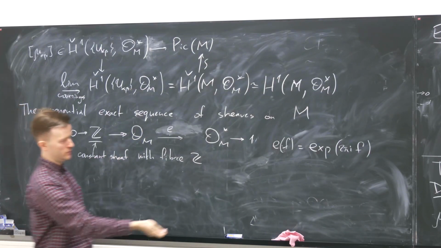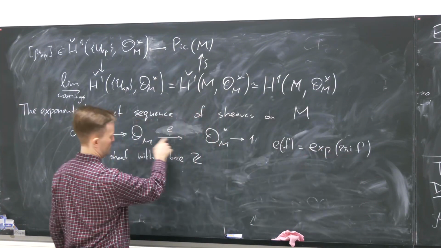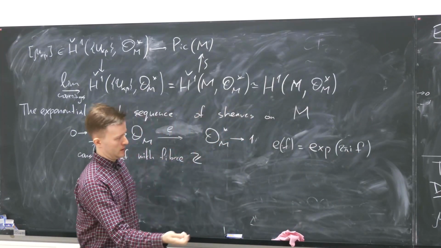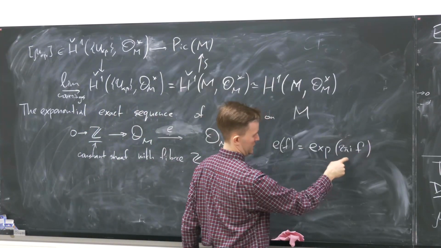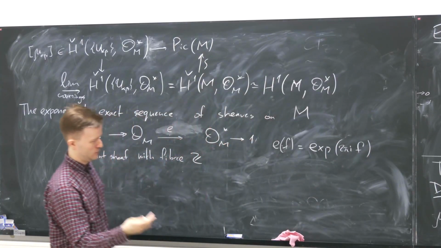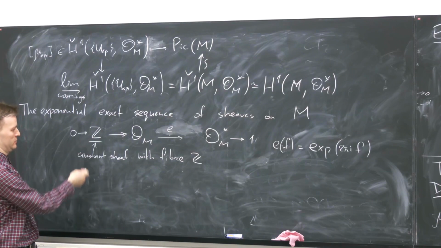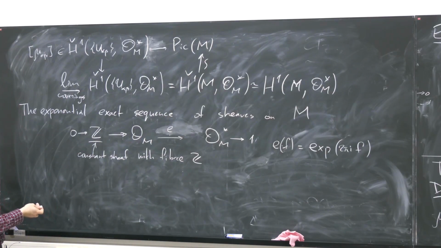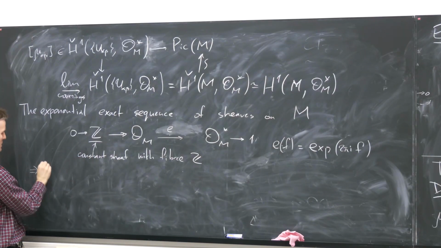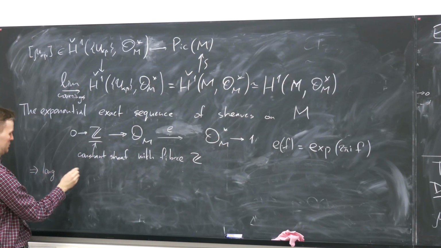Similarly you can check locally on the level of stalks that this sequence is exact. Obviously the kernel of this map consists of functions for which the exponential should be equal to 1, and this happens only if the function is locally constant and takes integer values.